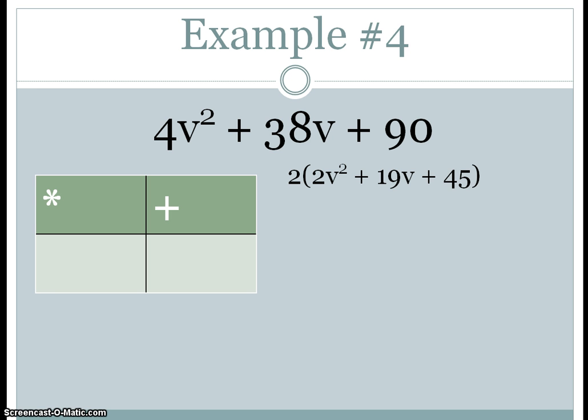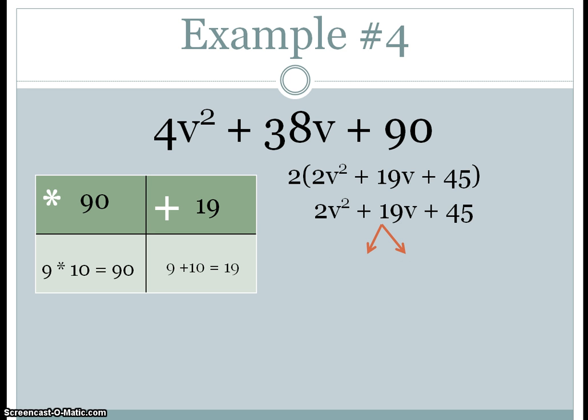So multiplying 2 times 45, we get the number 90. The 19 is b in this problem, not the original 38. And we're going to find numbers that multiply to 90 and add up to 19. We find that they are the factors 9 and 10. 9 times 10 is 90, and 9 plus 10 is 19. So what we're going to do is break down the 2v squared plus 19v plus 45. The 19v will split into the two numbers we found, the 9v and the 10v.